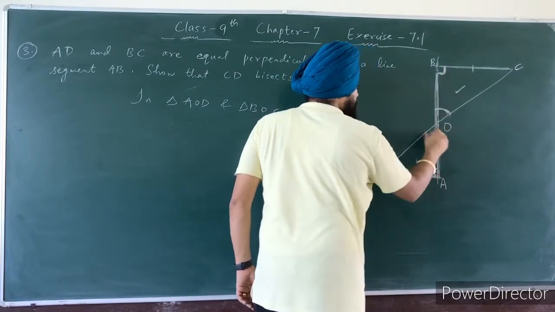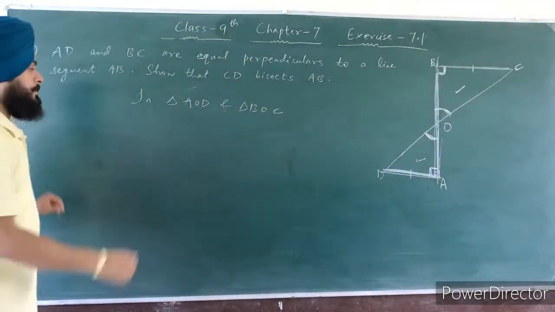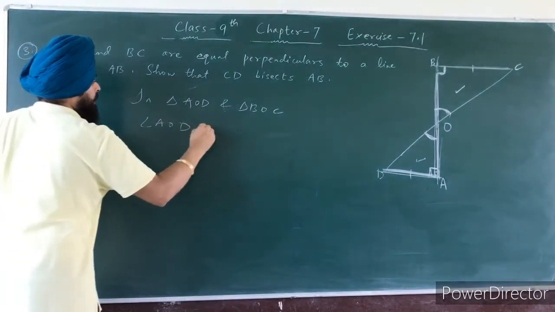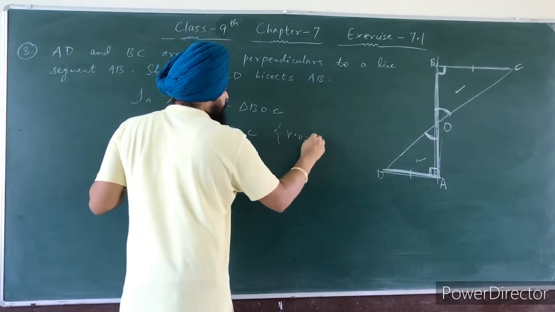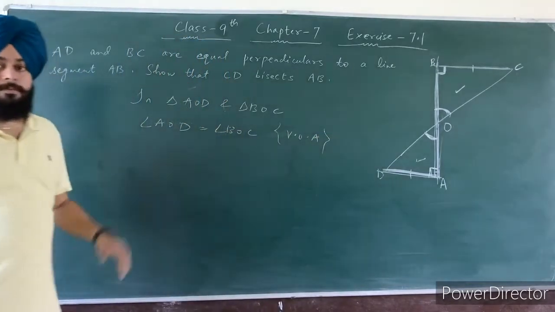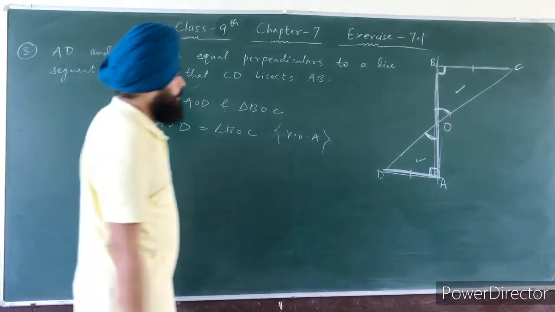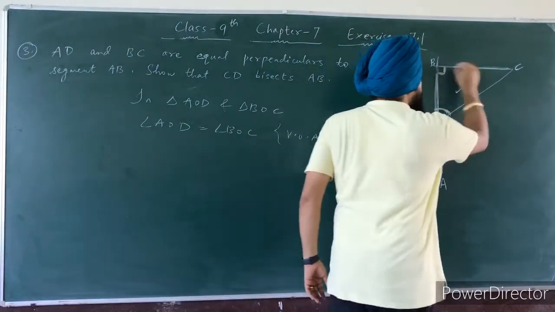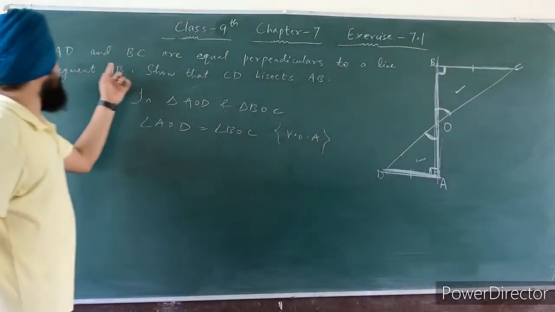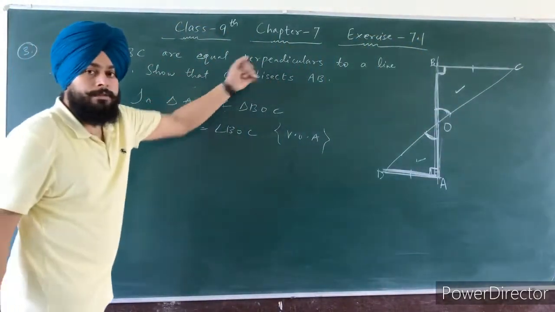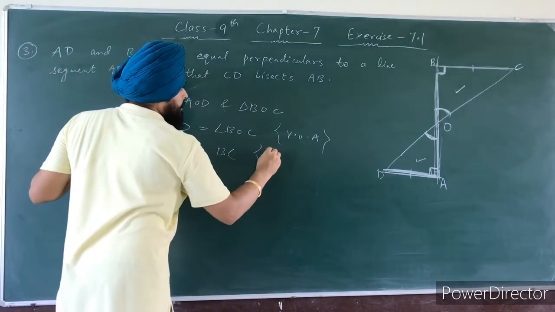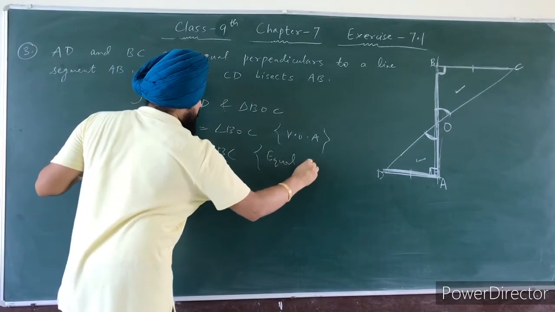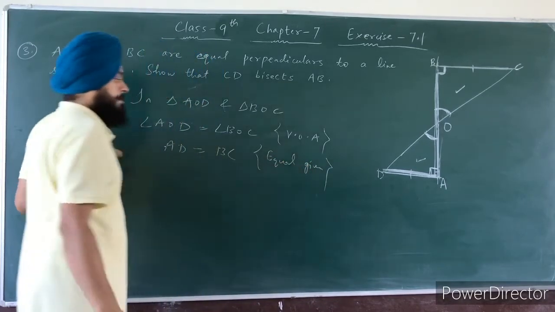So what is the reason? Vertically opposite angles. Angle AOD equals angle BOC. Reason: pair of vertically opposite angles. This is the first reason. The second is given here. AD is equal to BC. It is given in the question. AD and BC are equal perpendiculars. AD is equal to BC. Equal, given. This is the second part.